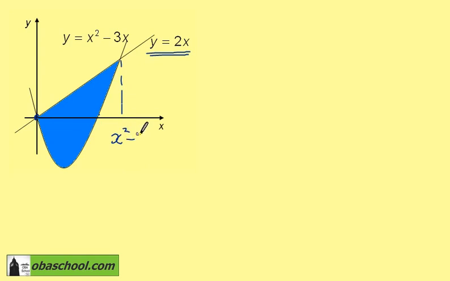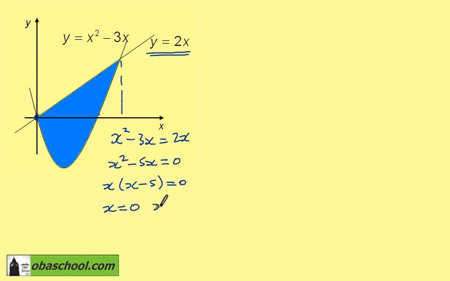Put x squared minus 3x equal to 2x. That's x squared minus 5x equals 0. x times (x minus 5) is equal to 0. So x is 0, or x is 5. So this is 0, and this is 5.